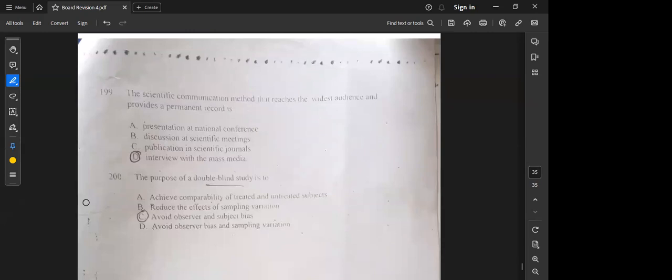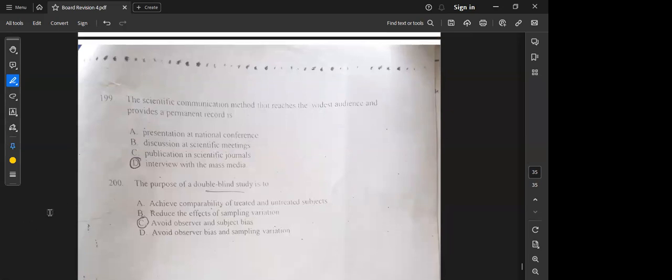Okay. So the scientific communication method that reaches the widest audience and provides a permanent record is: presentation at national conference, discussion at scientific meetings, publication in scientific journals, interview with the mass media. Somebody is saying B for 198. Have we already done 198? Should I go back to 198?